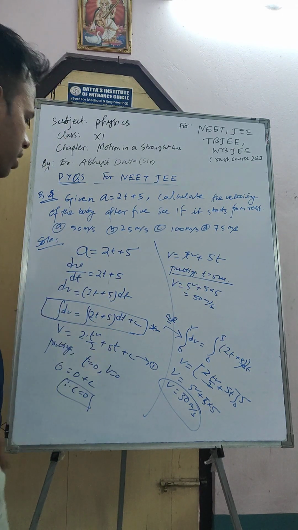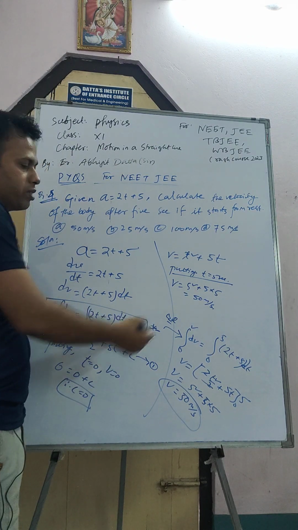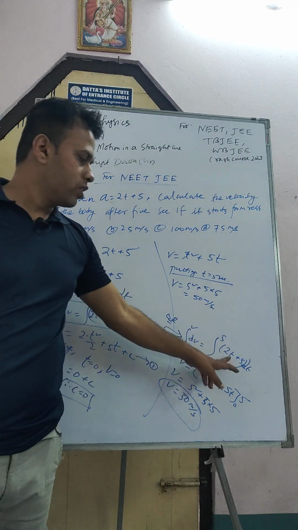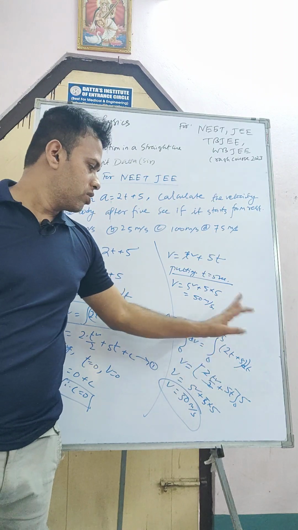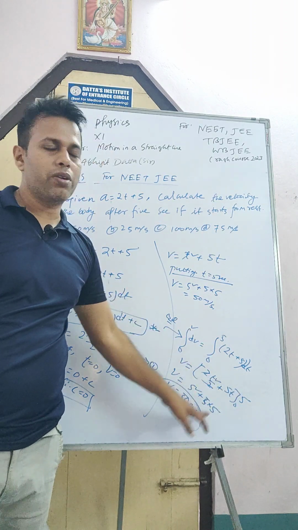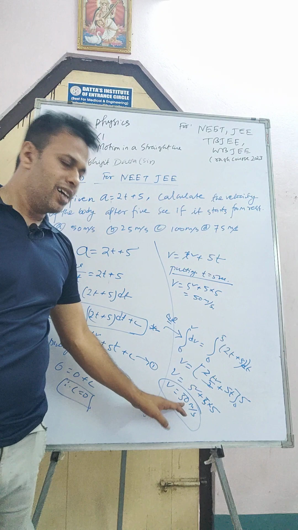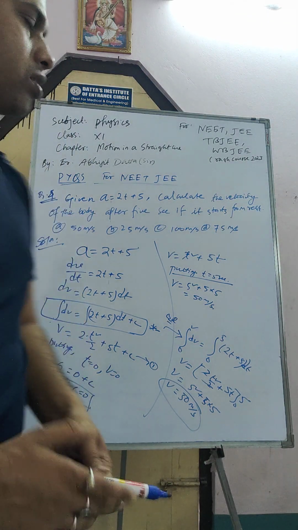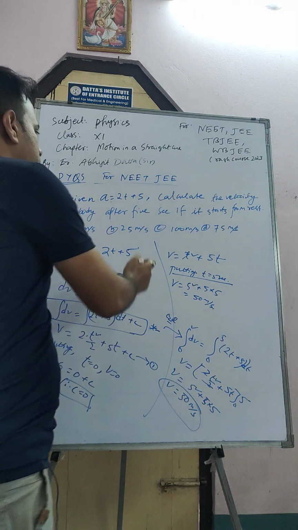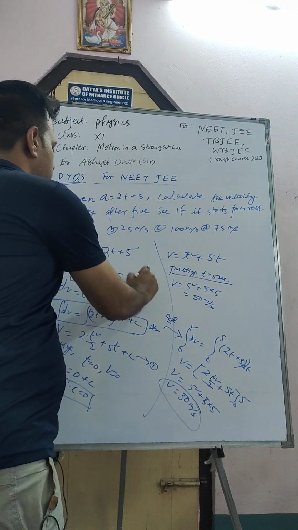And here you can use the lower limit and upper limit directly, that is 0 to 5, (2t plus 5) dt. So after integration, this one came, and you put the upper limit minus the lower limit, and the answer will be the same. Okay, so which option is correct, sir? Option A is the correct answer.